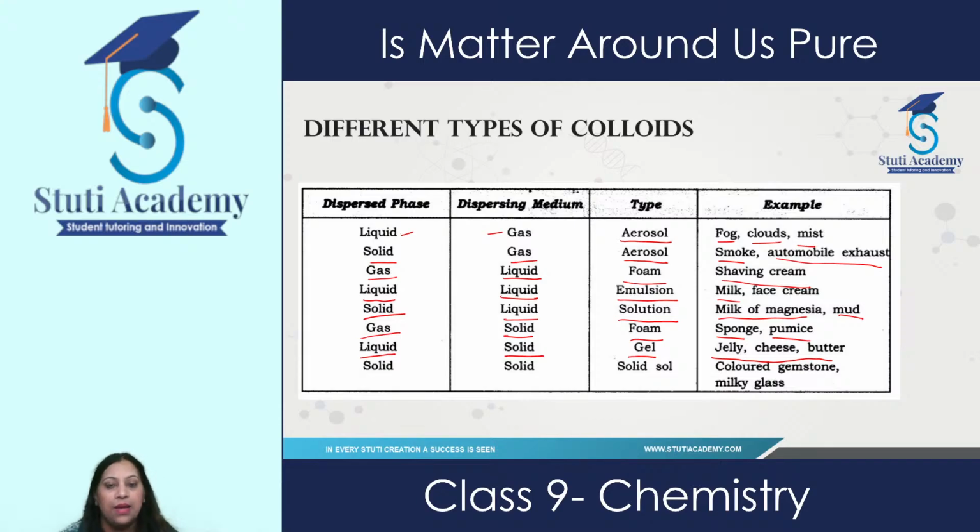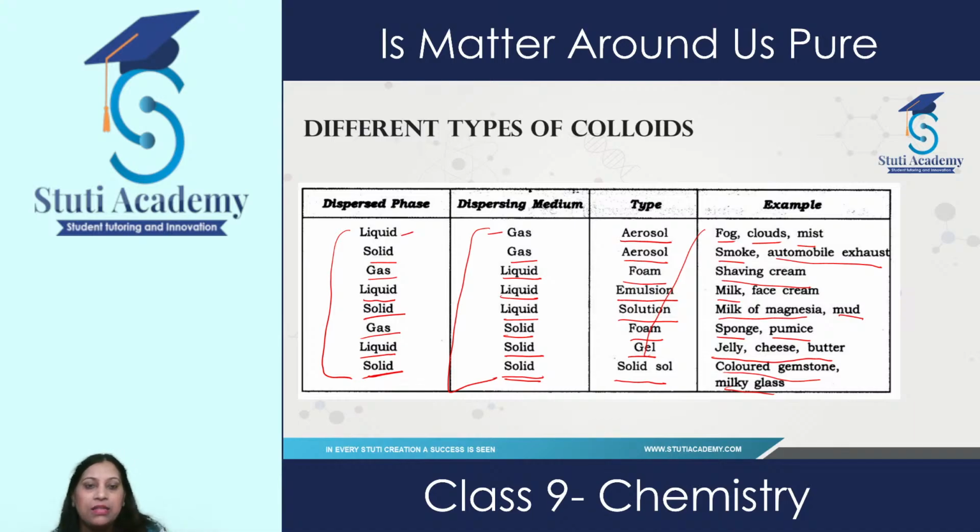These are the examples. Now another dispersed phase example is solid, and if the dispersing medium is again solid, then we call it solid sol. And the examples of such kind are colored gemstone and milky glass. So as you can see, if the dispersed phase or dispersing medium is different, we'll get different types of colloids. And examples of such kind of colloids are in front of you.